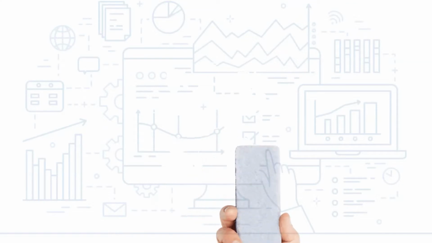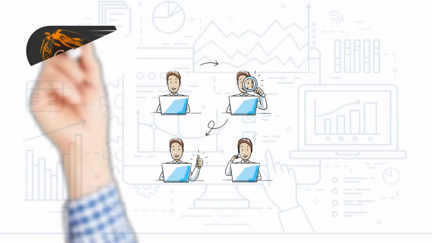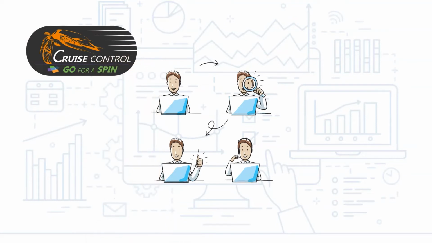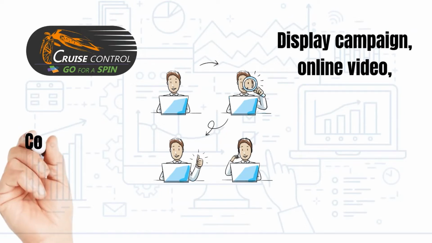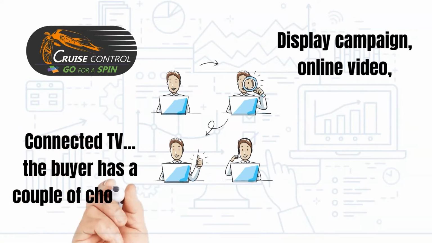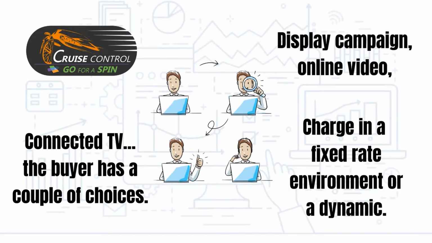Give me a moment to provide some detail on the types of bidding and how we do things at Strategic Placement Group, and how that's quite a bit different than many other places you may have talked to in the past. First and foremost, we operate off of a dynamic bidding environment. With all of our options in the digital space, whether it's cruise control that we have through Meta's Business Partner Program, or a display campaign, online video, or even connected TV, the buyer has a couple of choices. We can charge in a fixed rate environment or dynamic.